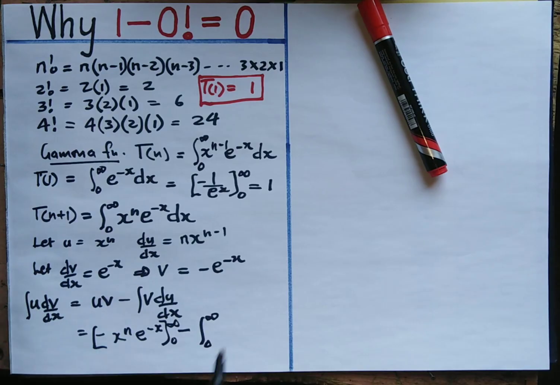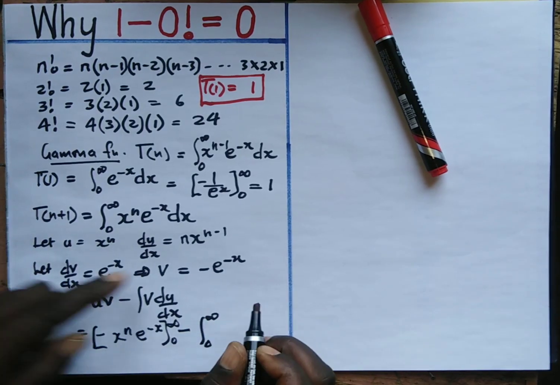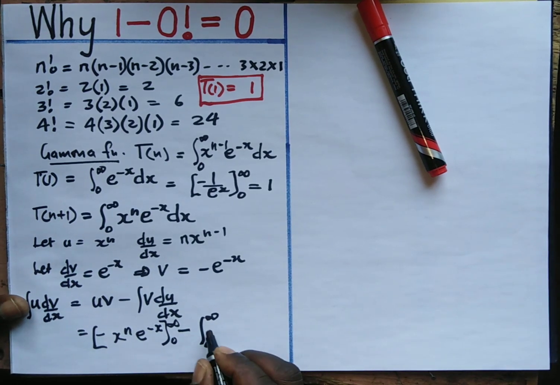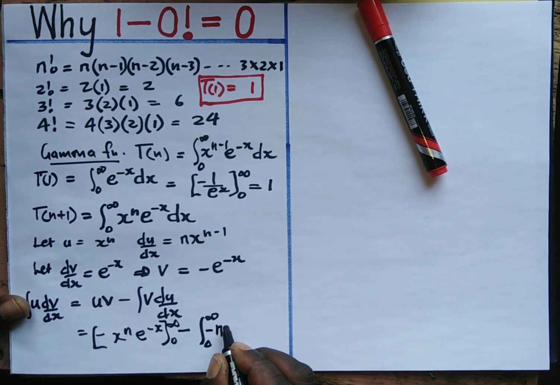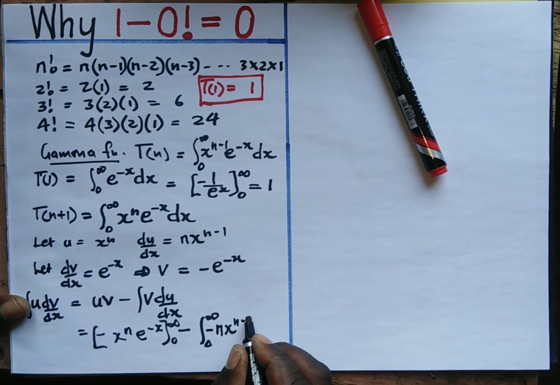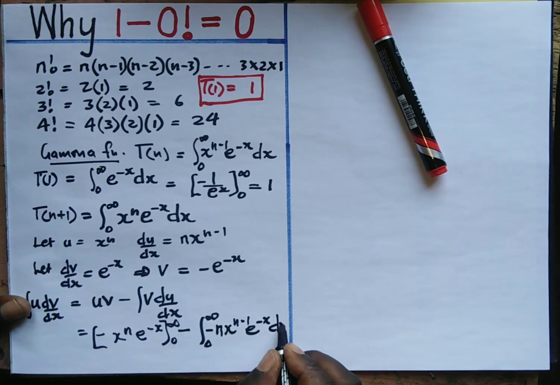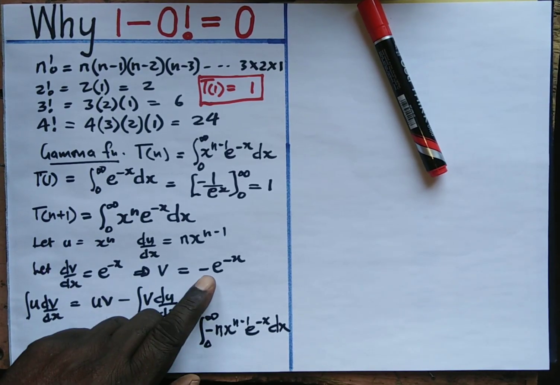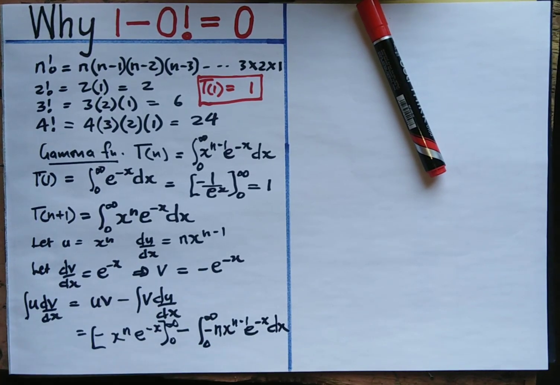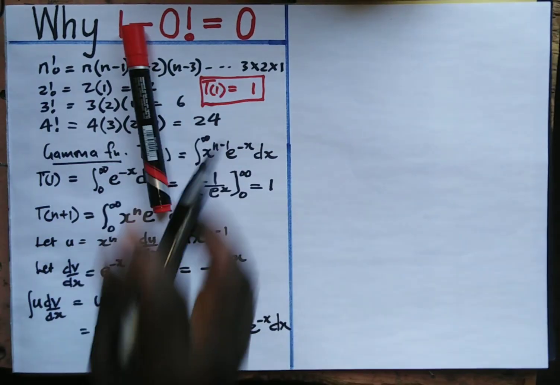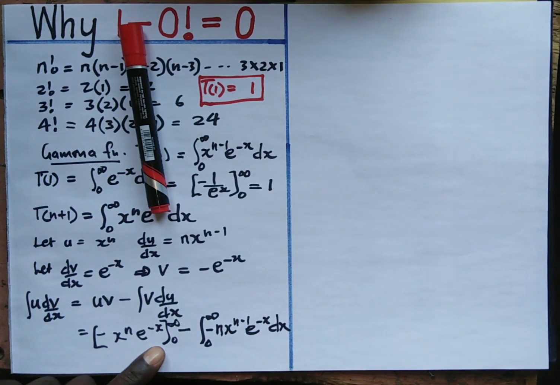Our v is minus e to the power x, and our du dx is equal to that. So that gives us minus n x to the power n minus 1 e to the power minus x dx. Again, this negative sign is accounted for by this thing here. So let's see now. I'm going to run out of space down here, so let me cross over to that side. So what we have here, let's evaluate this one, is from 0 up to infinity.